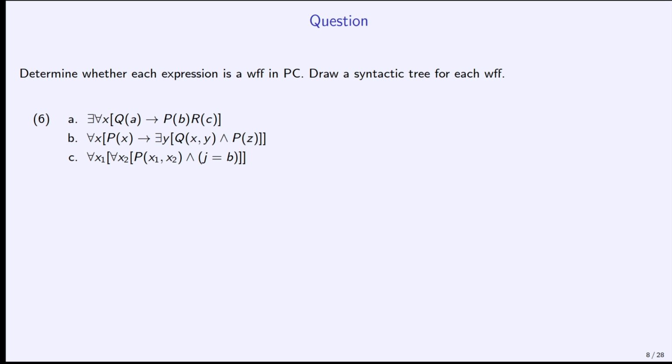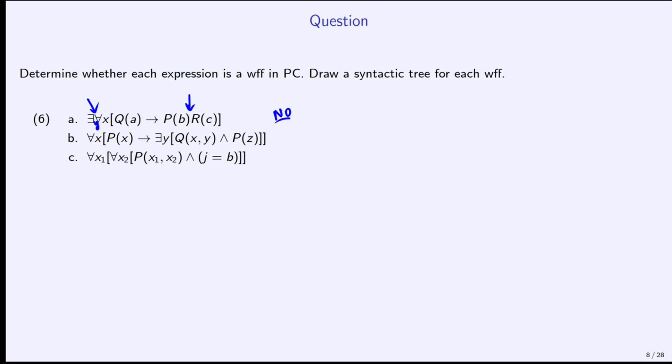Okay, first one. This is not a well-formed formula because we have exists, for all x. We need something after the existential. We need like a y or something. We need some variable. Whatever that variable is, it's fine. We just need something. Another thing that gives it away is that we have two predicates here, Pb and Rc, but we need an and or an or an arrow or an if and only if. We need some sort of conjunction between the two in order for it to be well-formed.